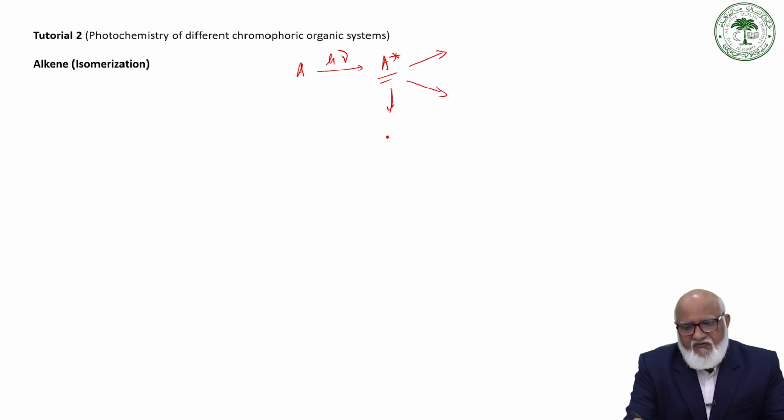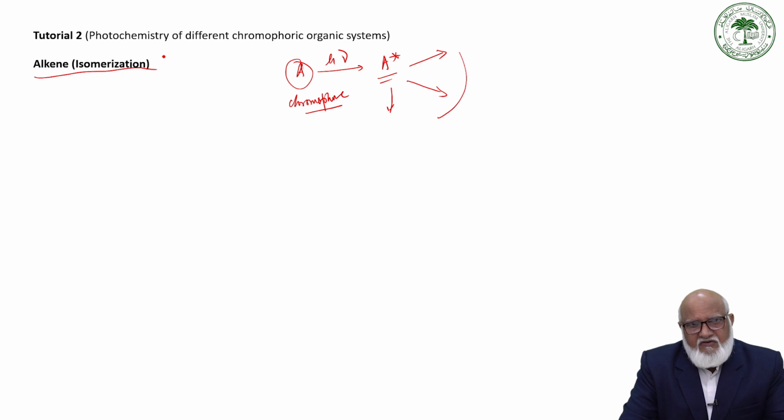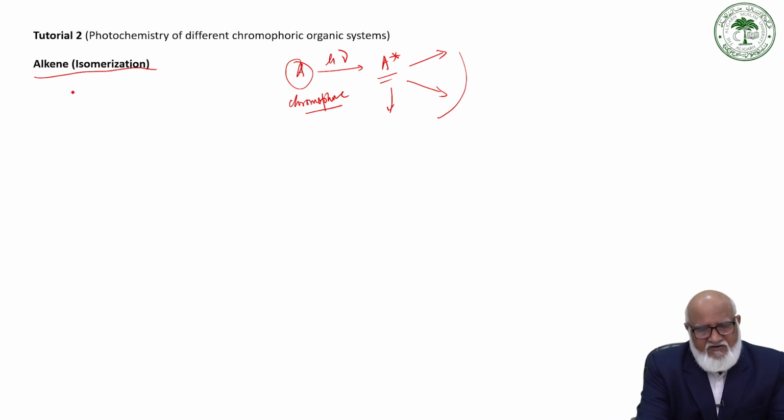Or the excited state can undergo different photochemical reactions like cis-trans isomerization, photocyclization, photorearrangement, and photoaddition, and so on. These different types of photoreaction depend upon the type of chromophore. What is the chromophore present in the starting material? The chromophore present in the starting material decides what type of photochemistry. So first we will see the photochemistry one by one. We'll discuss alkene photochemistry.